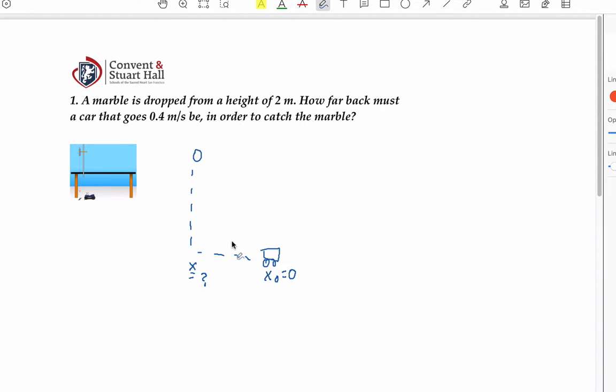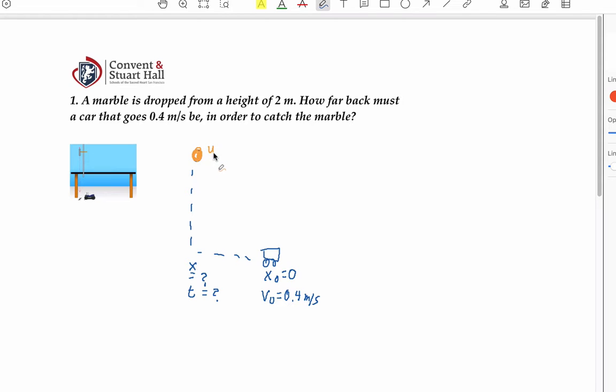And we don't know the time. We do know that the speed of the buggy is 0.4 meters per second. And we don't know the time that it's going to be traveling for. In the meantime, we have this marble that's dropped, so we know that its displacement s is 2. We know that it starts from rest. And just to be safe, I'm going to use different colors for the marble. So I'll actually color the marble in this orange color.